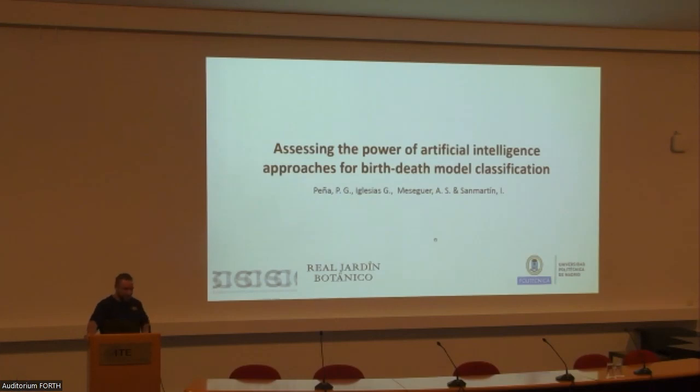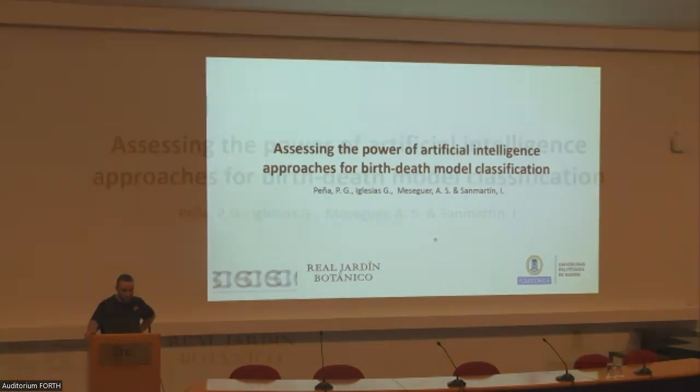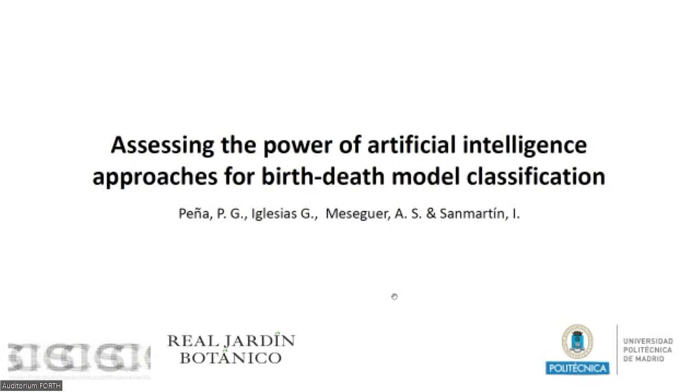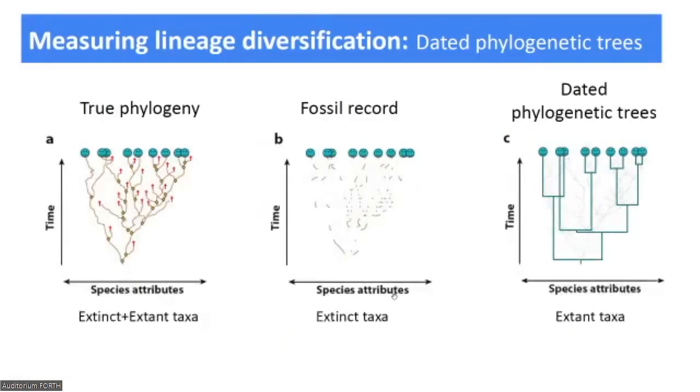Hello, I'm Pablo, and I'm presenting here my work, which is assessing the power of artificial intelligence approaches for birth-death model classification. So, studying diversification is a really complicated task since we need to infer processes that generally occurred millions of years ago. At first, they tried to study diversification with the fossil record, but this is problematic because, as we know, for most of the extant groups, the fossil record is sparse.